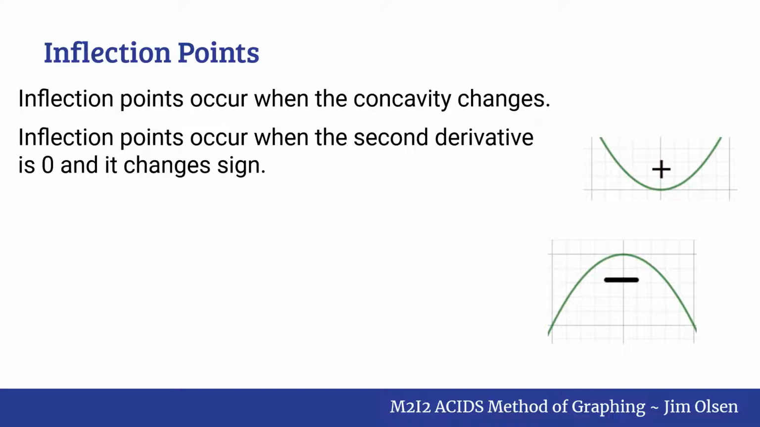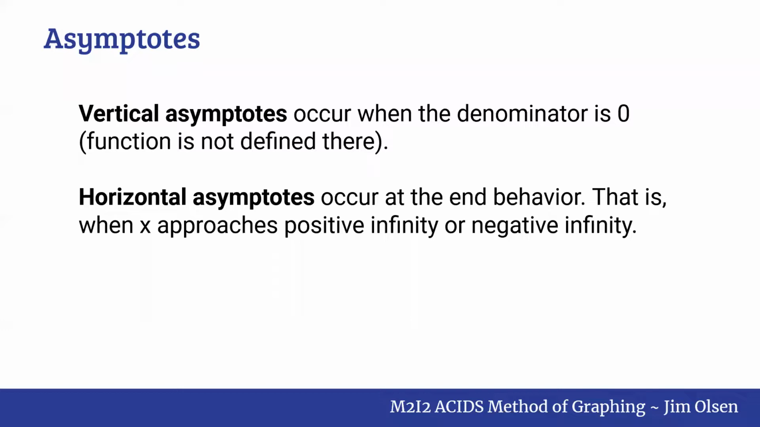Now let's talk about asymptotes. Vertical asymptotes occur when the denominator is 0. This is going to be undefined because you can't divide by 0. Horizontal asymptotes are a little different. These occur at end behavior. That is when x approaches positive infinity or negative infinity.